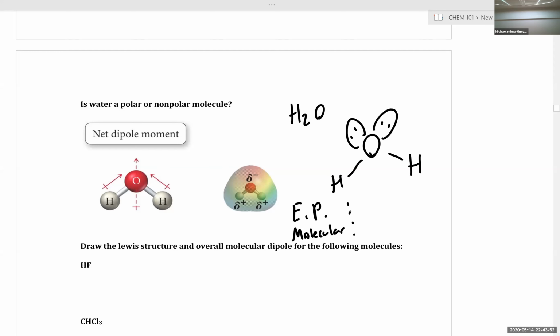And don't be shy to break out the electron pair geometry table. And don't be shy to volunteer in the chat. Would someone like to volunteer and provide the electron pair geometry for water?